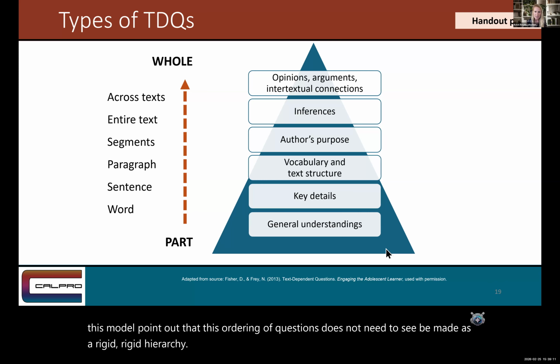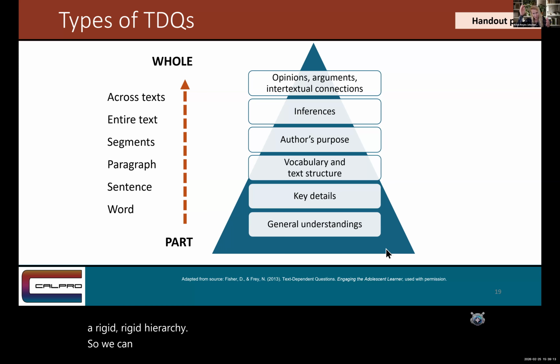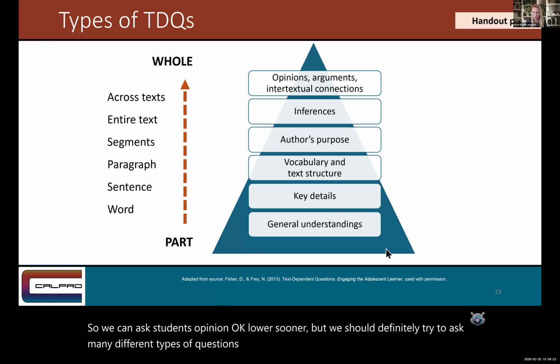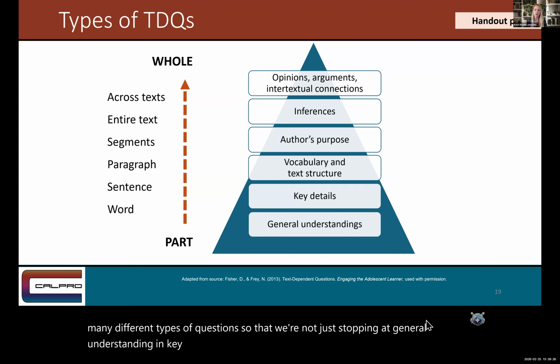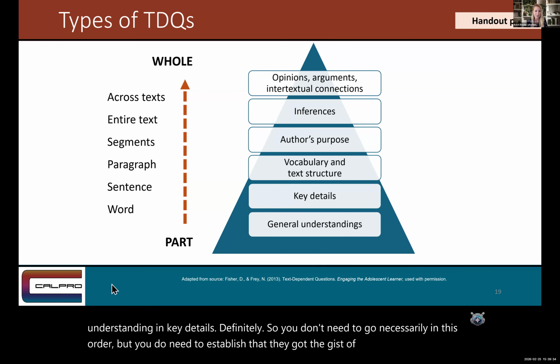So we can ask students' opinion lower, sooner, but we should definitely try to ask many different types of questions so that we're not just stopping at general understanding and key details. Definitely. So you don't need to go necessarily in this order, but you do need to establish that they got the gist of the message, Lynn. You got it. All right.